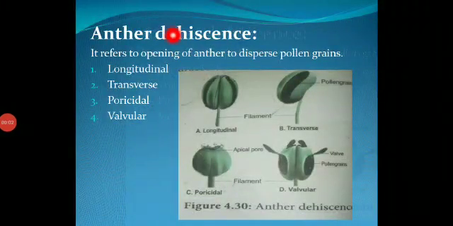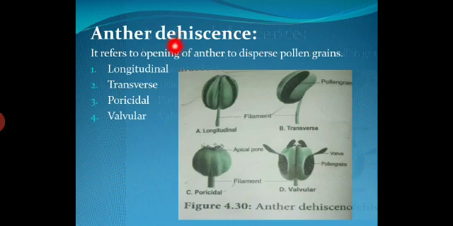Now let us see about anther dehiscence. Dehiscence refers to the opening up of the anther to disperse pollen grains. Anther dehiscence is divided into four types: longitudinal, transverse, poricidal and valvular.